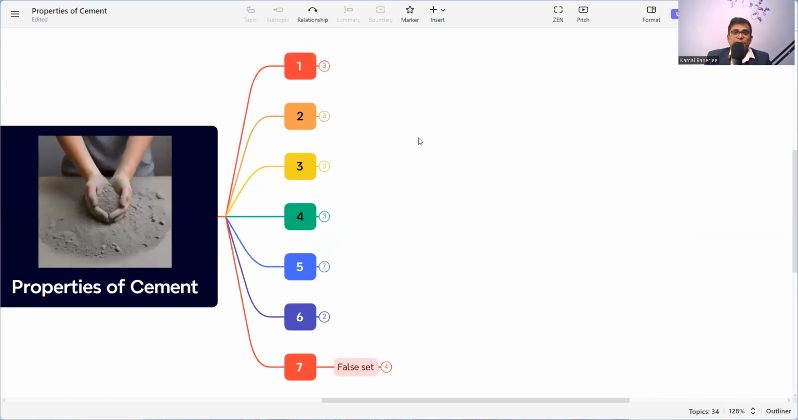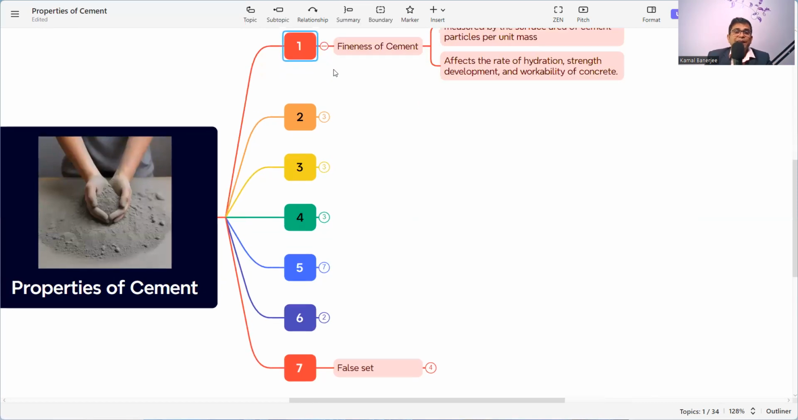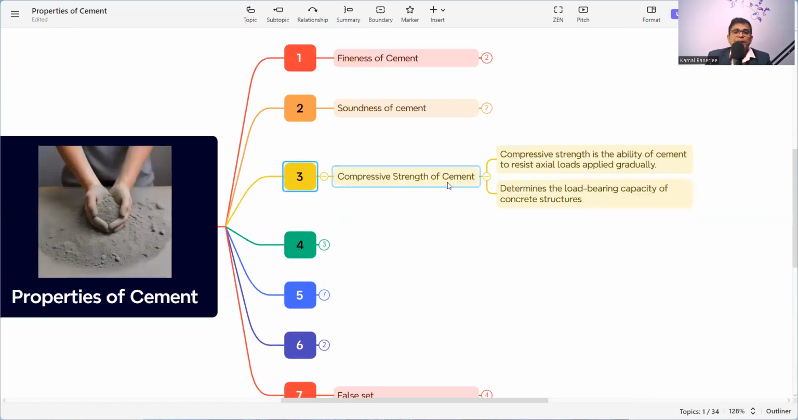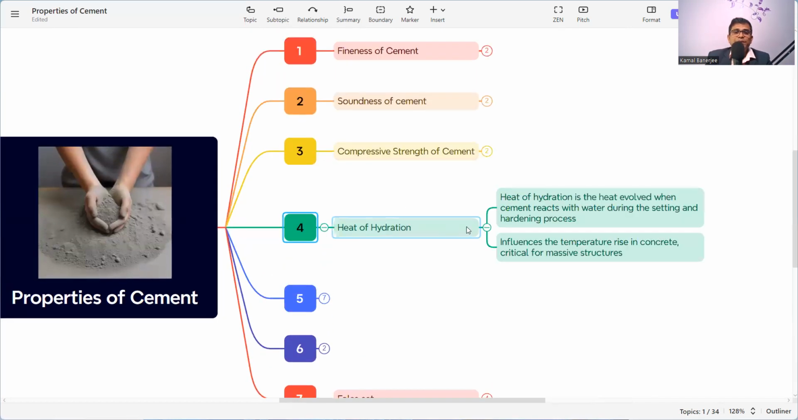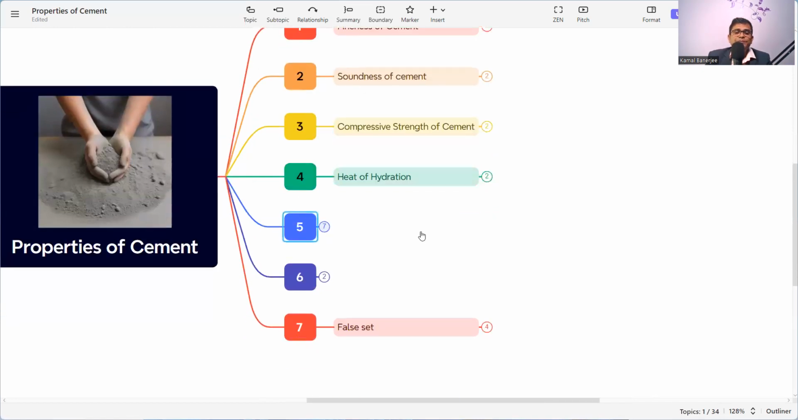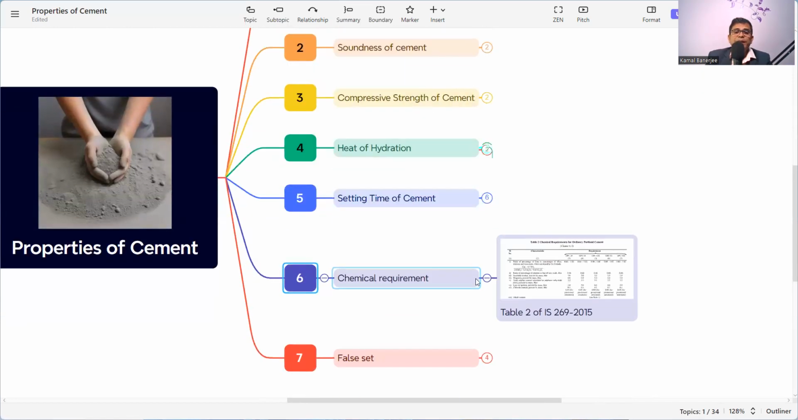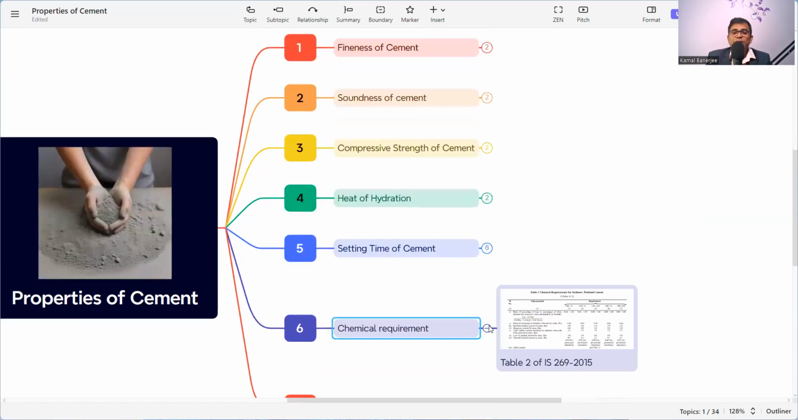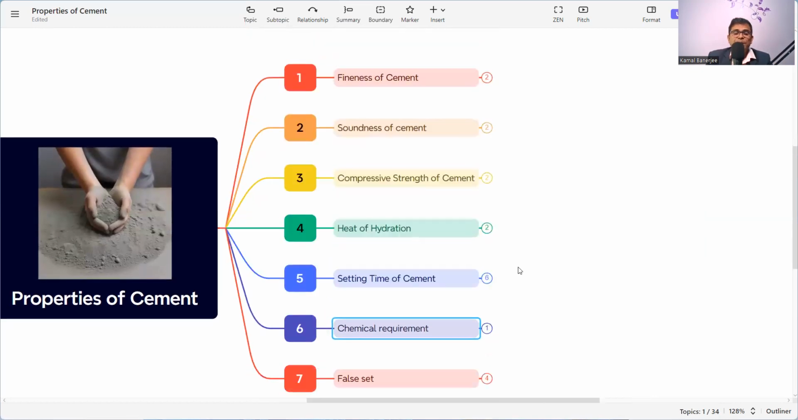So these are the main properties of cement: fineness of cement, soundness of cement, compressive strength of cement, heat of hydration of cement, setting time of cement, chemical requirements and false set. These are all the things that we need to check whenever we are selecting cement, and we need to know the cement properties. And as per IS 269-2015, it is completely written what the physical requirements and the chemical requirements are. So I hope I have covered everything about the properties of cement.